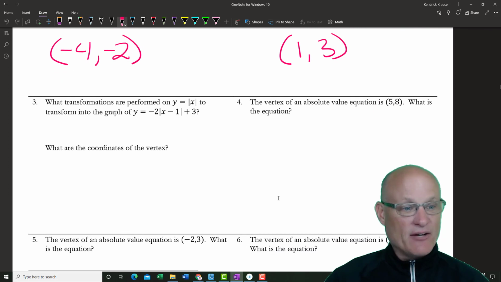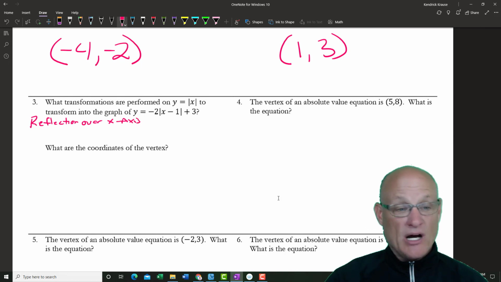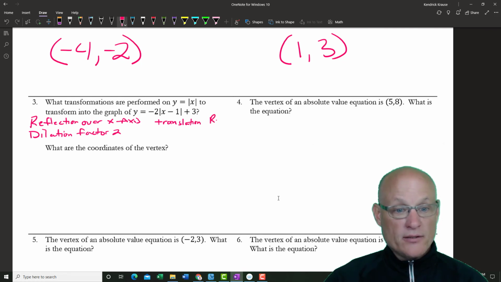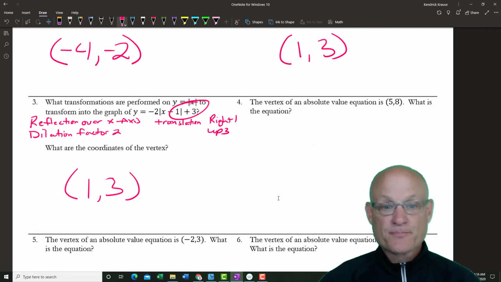All right, so we have a negative out front, so that's a reflection over the x-axis. We got a 2 out front, so that's a dilation factor 2. And I didn't leave you a lot of room, sorry about that. And we have a translation right 1 and up 3. So the right 1 and up 3 give you the new vertex, 1, 3. So I gave you all that room to write the vertex and no room to write that.